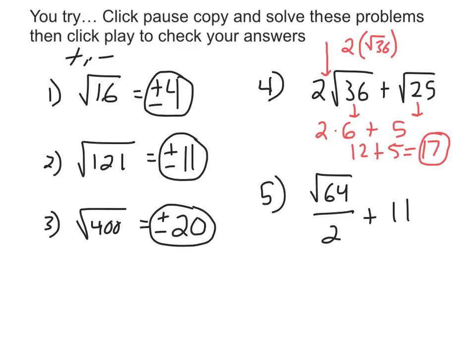Last problem, number 5. First thing I have to do is the square root of 64. And I'm going to rewrite the problem. The square root of 64 is 8. So it's 8 divided by 2 plus 11. Division comes next. 8 divided by 2 is 4, plus 11 equals 15. How'd you do? Great job.